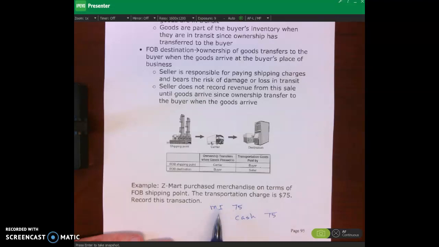Why are we doing this? Because remember, the cost basis for merchandise inventory is what you paid for the merchandise inventory plus any normal and reasonable expenditures to get it ready for sale. Paying for shipping is a normal and reasonable expenditure to get it ready for sale when it's FOB shipping. So that's why we debit merchandise inventory.